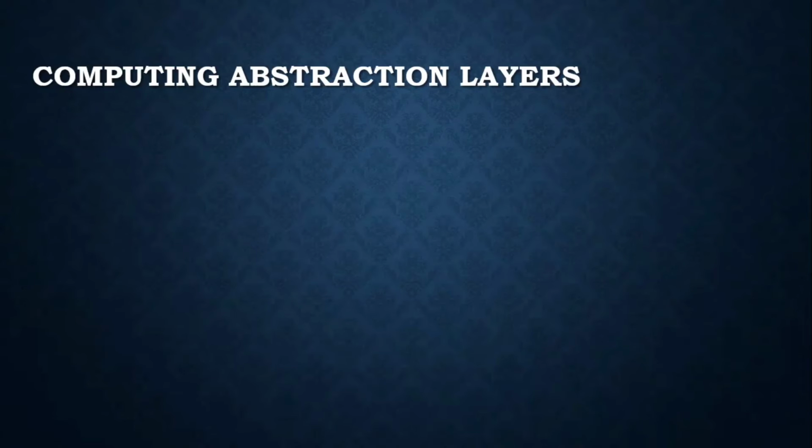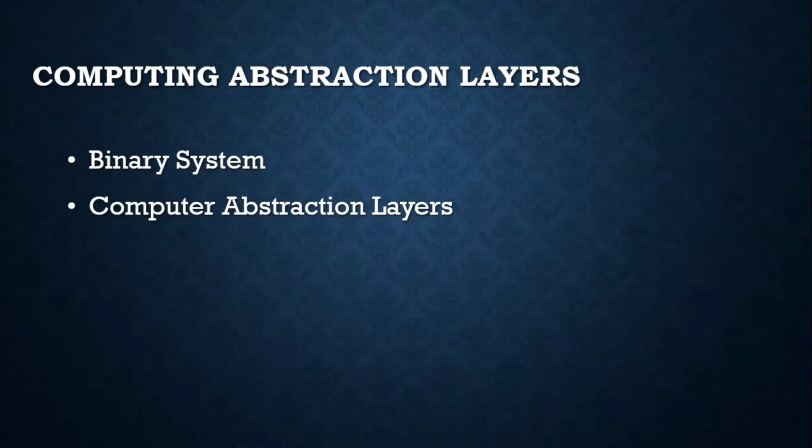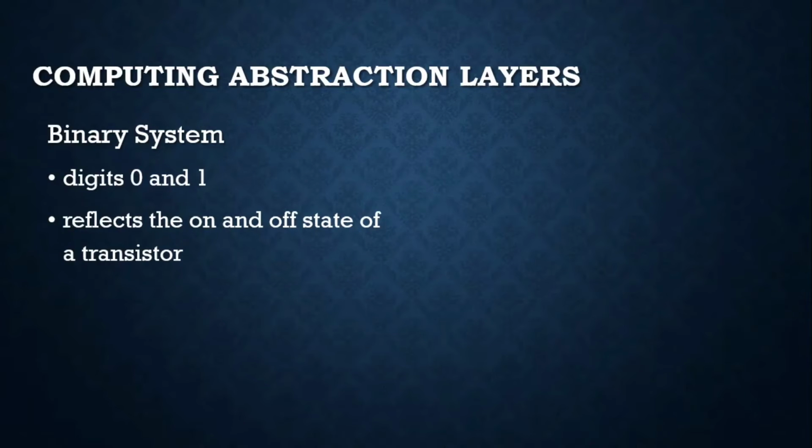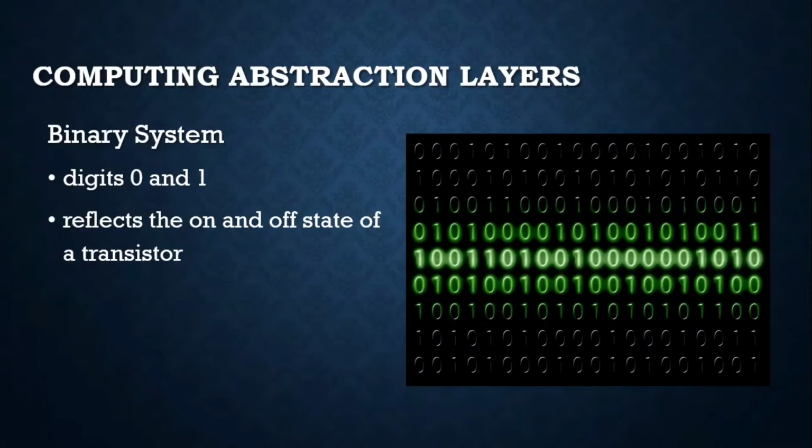The next topic is the computing abstraction layers, which has two subtopics, the binary system and the computer abstraction layers. Computers use binary system, the digits 0 and 1 to store data. The circuits in a computer's processor are made of billions of transistors. A transistor is a tiny switch that is activated by the electronic signals it receives. The digits 1 and 0 used in binary reflect the on and off states of a transistor.